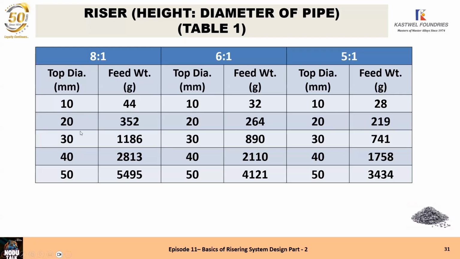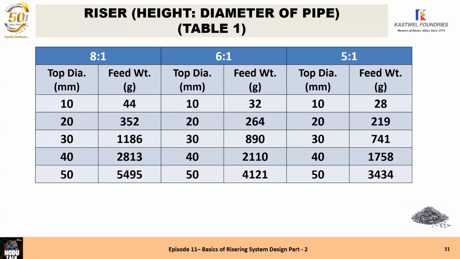You know the feed metal weight available from the riser. And this feed metal should be around 5% of the total volume of the metal in the mold. Mold weight, 5% of the iron in the mold is the feed metal requirement. And this 5% feed metal requirement should come from the pipe we have seen in the bottle riser.